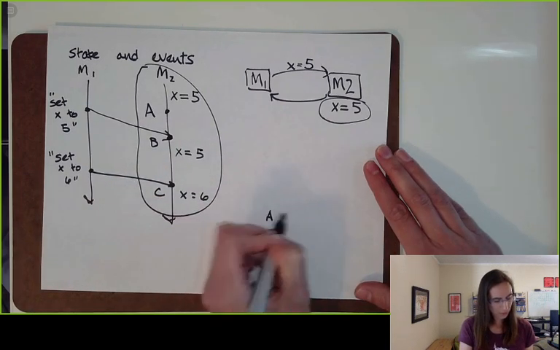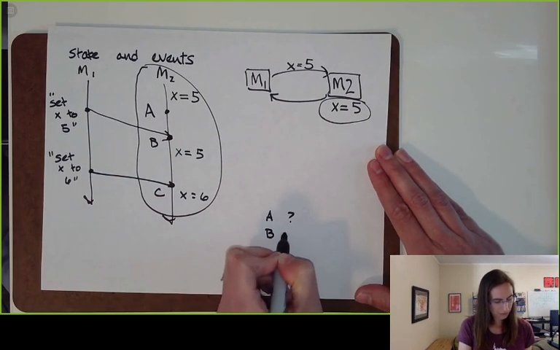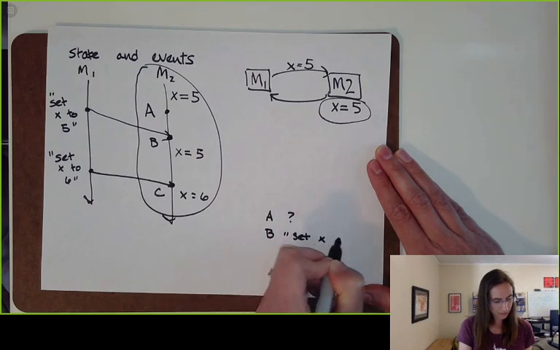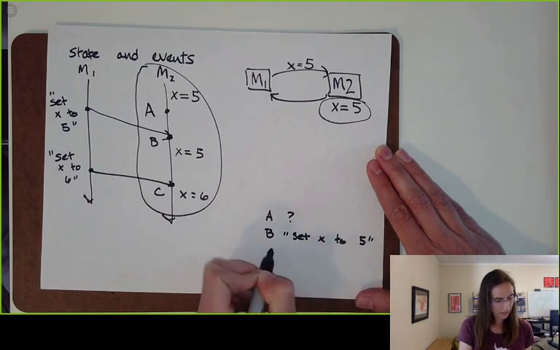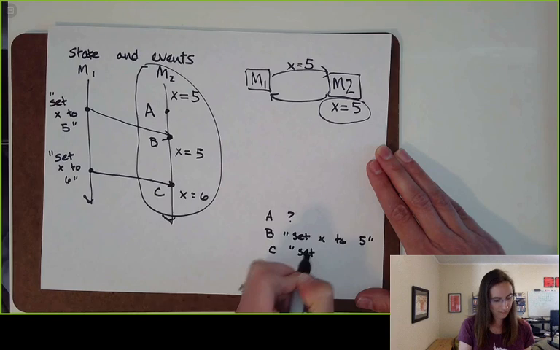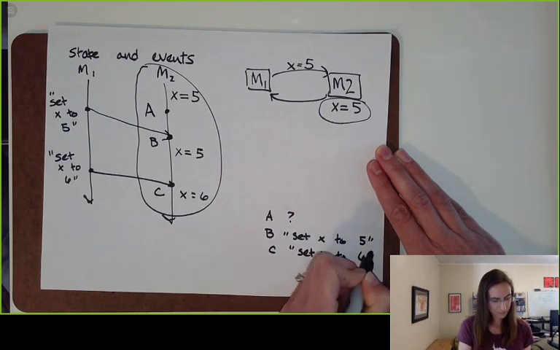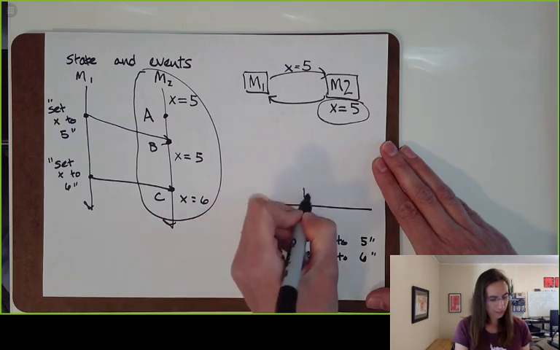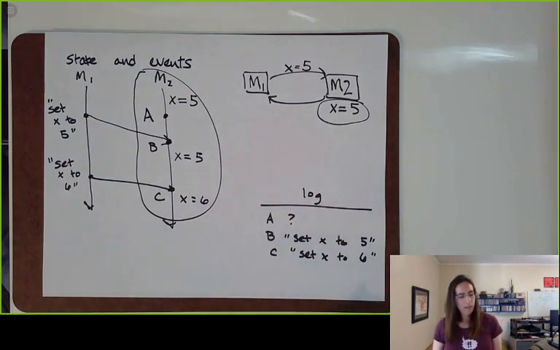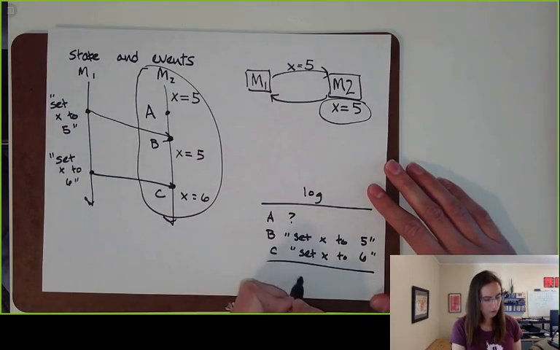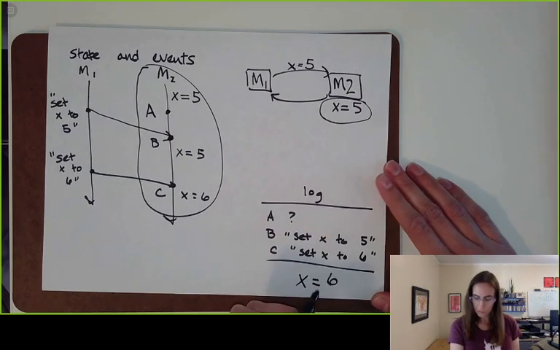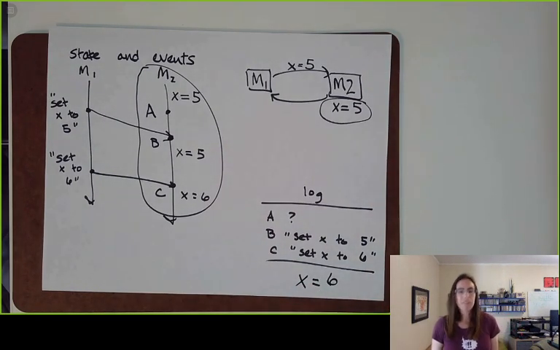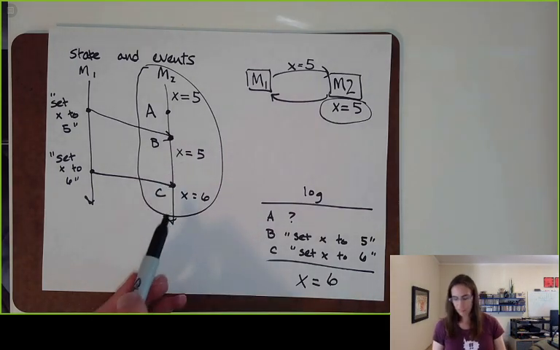So A, I don't know what it was. B was set X to 5. C was set X to 6. We can look at those events in some sort of a log and replay them. And at the end, we'll know that X was 6, right? So we can always work out what state we're supposed to be in by looking back at the events that have happened.